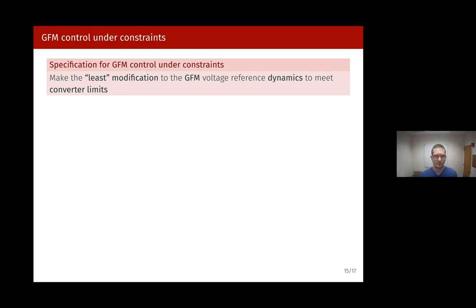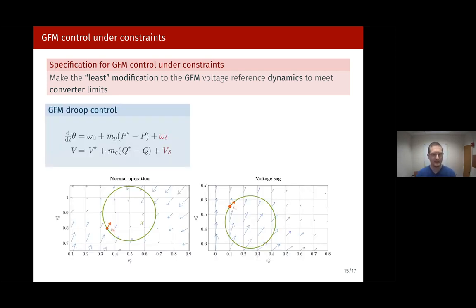But then the way to handle protection, in my mind, is that you try to track this grid forming reference voltage as closely as possible without violating the converter limits. So if you have to deviate from the grid forming dynamics as such, you want to know what's the least deviation so that I don't fry the converter. And here's a bit of an example for this. So let's use group control as an example.